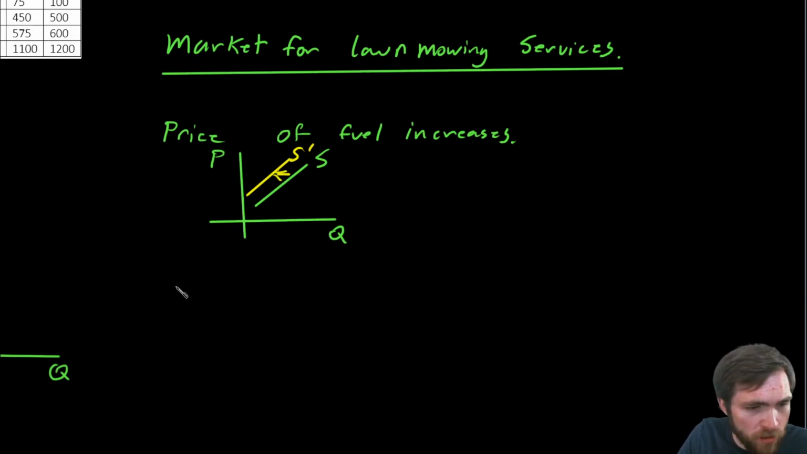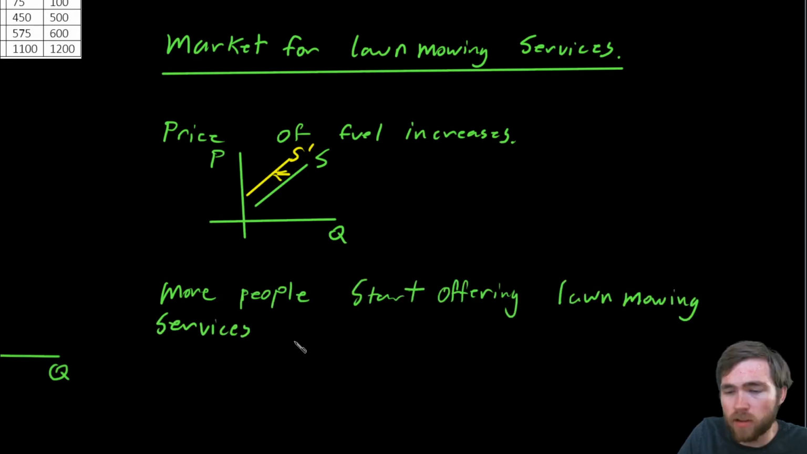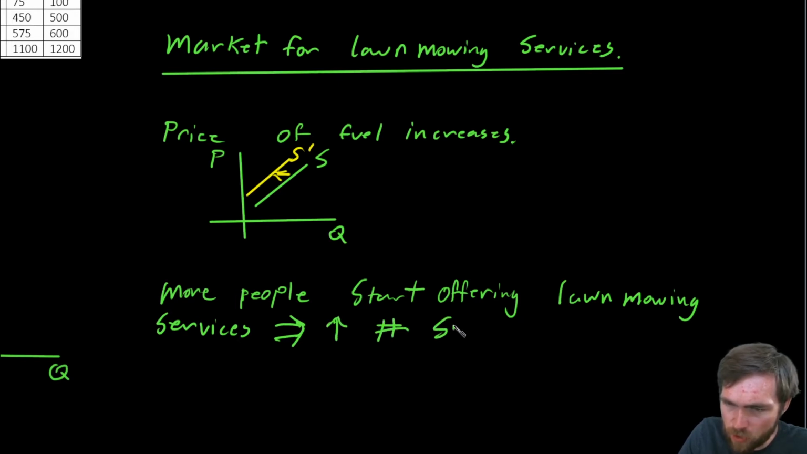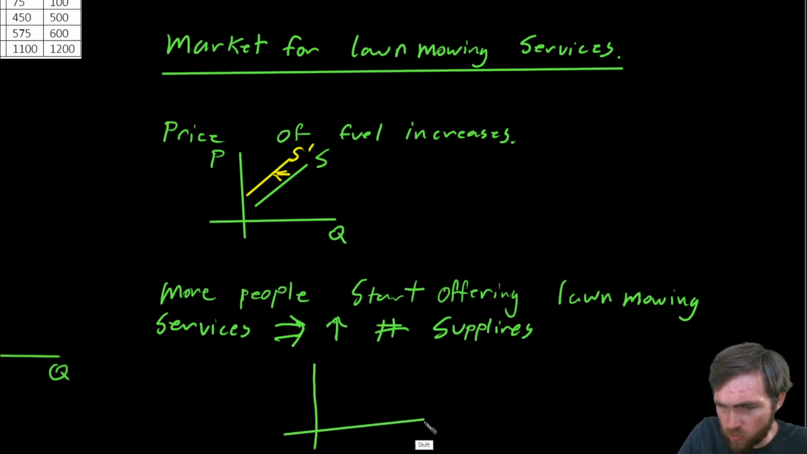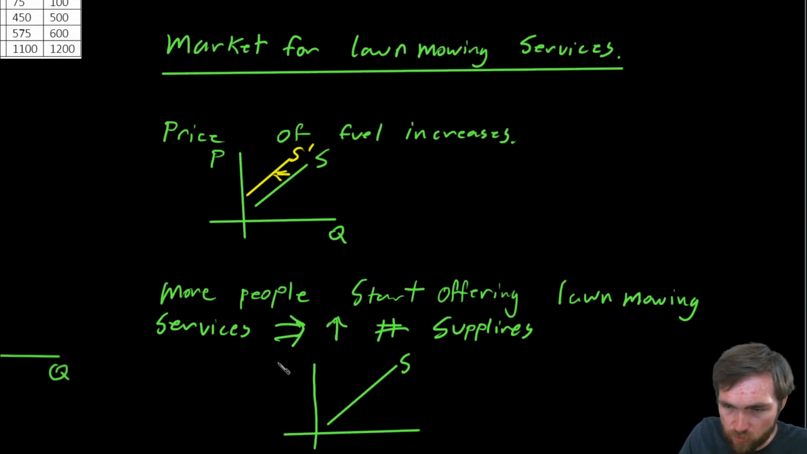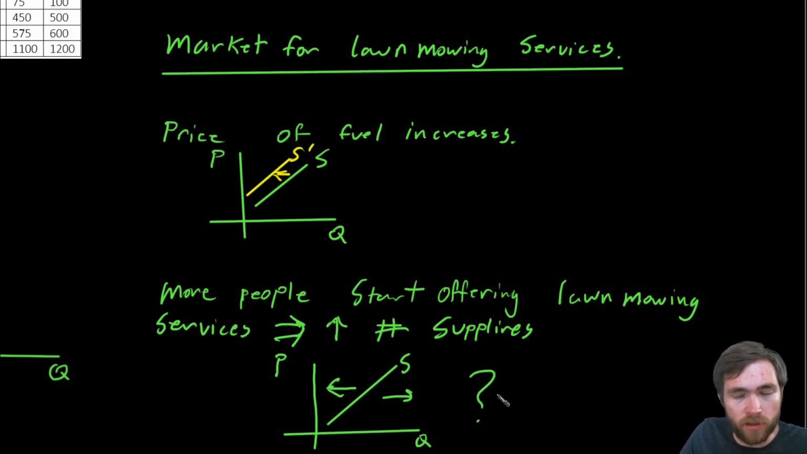So let's suppose that more people decide to offer those services. So this is an increase in the number of suppliers. So if we start with our normal upward sloping supply curve, which way do you expect that supply curve to shift as a result? So I'm just going to leave that one up to you for now.